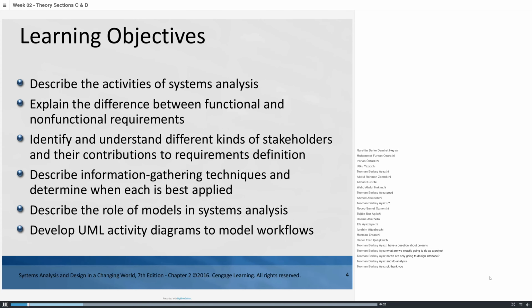Our objectives are, after this week, including lab sessions, you should be able to explain the difference between functional and non-functional requirements. You should be able to gather requirements and develop UML activity diagrams as starters.